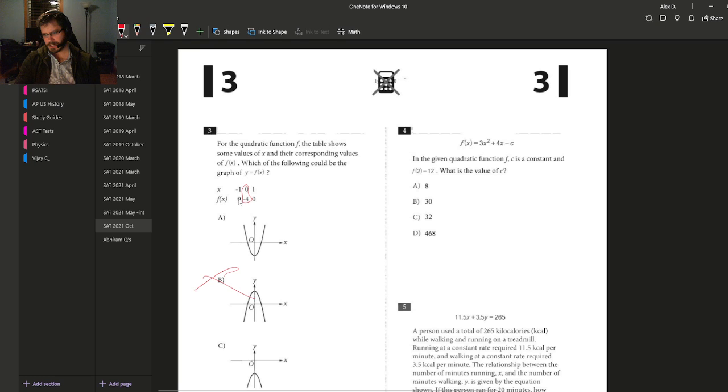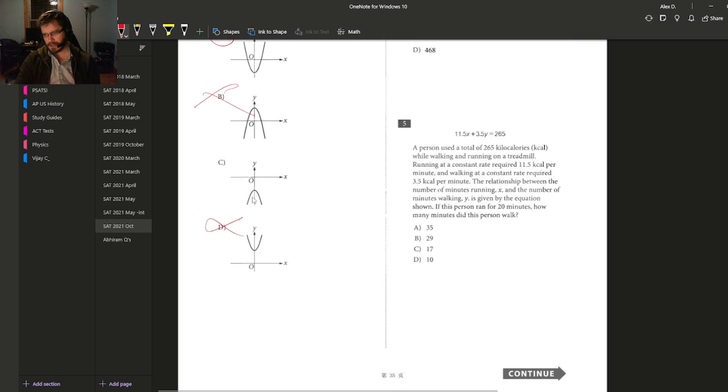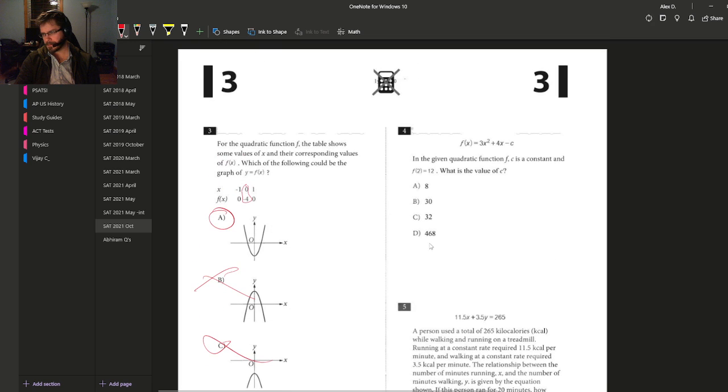And at -1 it's 0. And at 1 it's 0. So if it goes from 0 to -4 to 0, this is concave up. It opens up, that opens down, so it's up. C is constant, doesn't mean anything.